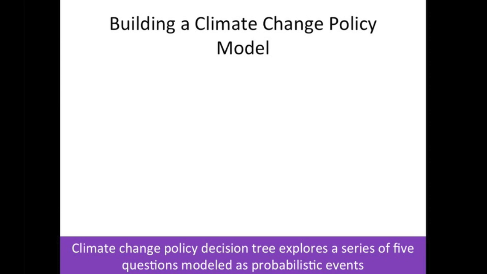We've constructed a climate change policy model using the basic decision tree structure, but only using probabilistic event nodes. The tree is designed to model the outcomes of a sequence of questions that are fundamental to the issue of global warming, and which must be addressed prior to proposing policy solutions. The questions are: 1. Is the Earth actually warming?